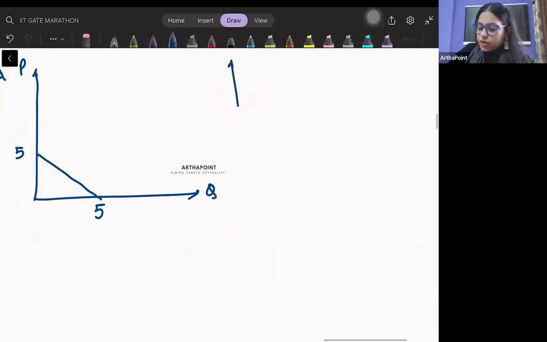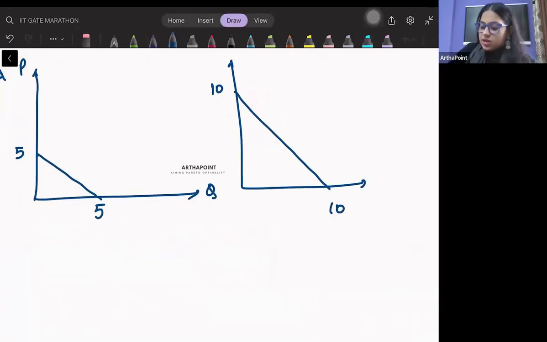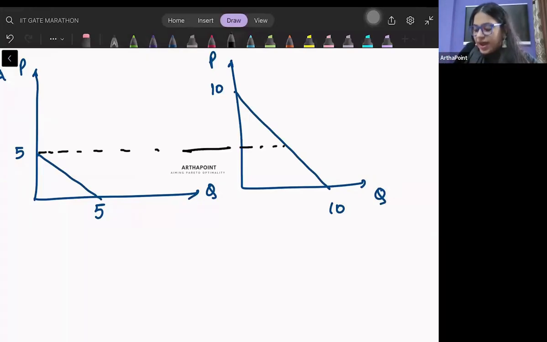When I am plotting for individual B, this is going to be 10 here and 10 here. ये हो जाएगा price और ये हो जाएगा quantity. So when I am going to add the two demands together, तो ये 5 तक तो demand add हो रही है. मतलब suppose example के लिए, if I tell you the price is 4. So individual 1 will demand 1 unit, and individual 2 will demand, say, at price 4, 6 units. So total demand you can calculate.